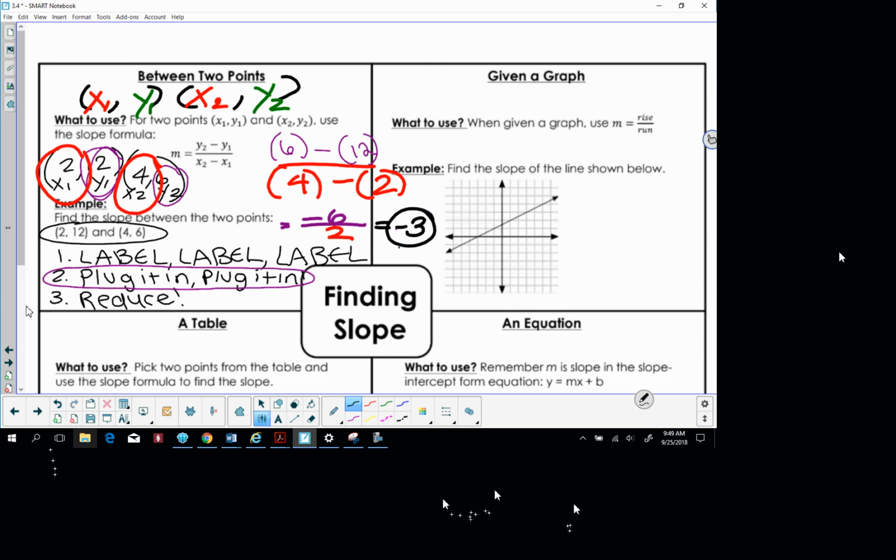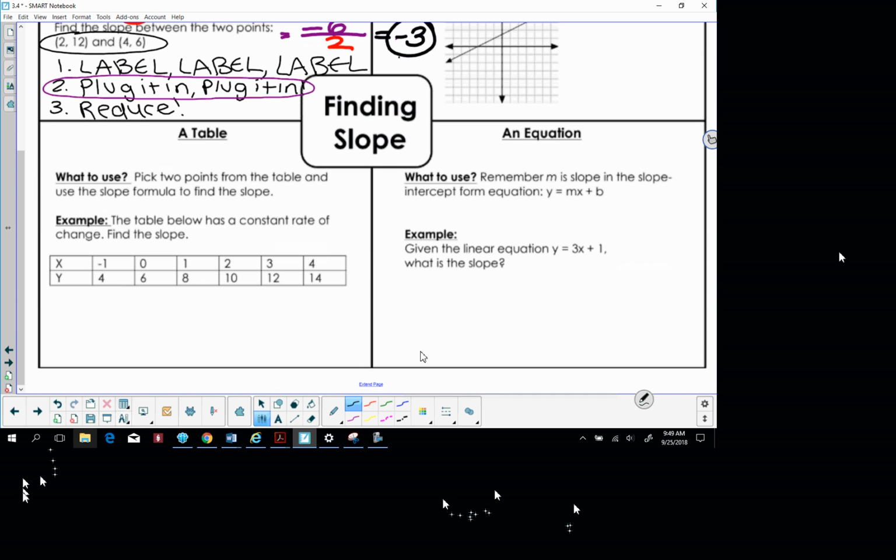So when we're looking at a table, see the Y's and the X's? The first thing you're going to do is see what are the Y's going up by? Right here, what are the Y's going up by? 2, right? So I'm looking at the tables right now, and you can see that they're all up by 2. And so, remember, y2 minus y1, all that means is the change in y over the change in x.